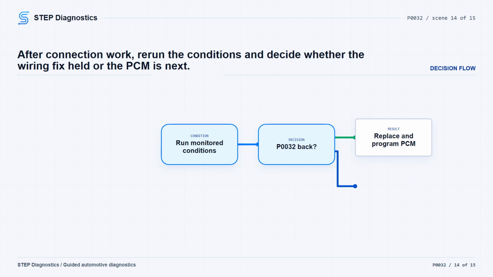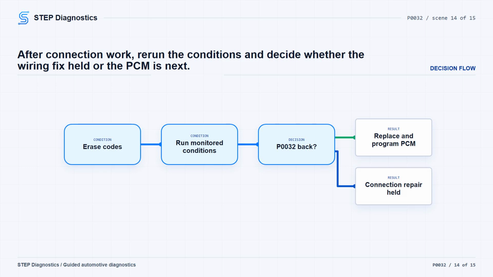Erase the codes, then test drive or operate the vehicle under the monitored and set conditions. Read the codes again. If P0032 returns after those connection checks, replace and program the PCM, then verify the repair and confirm the code stays gone. If it does not return, the wiring or poor connection problem has been repaired, and you still finish by verifying the repair.